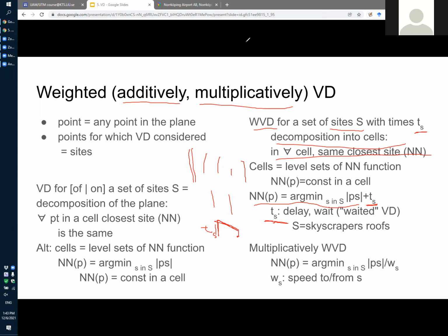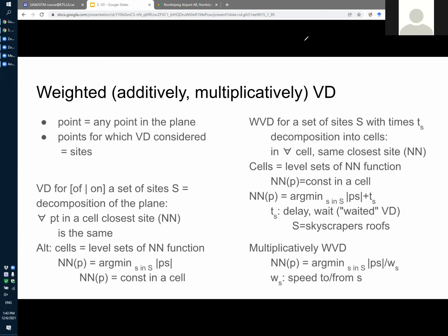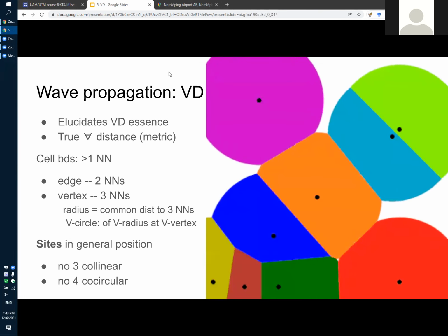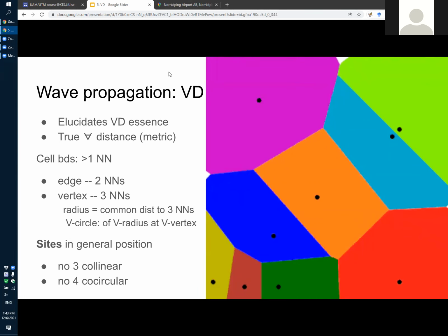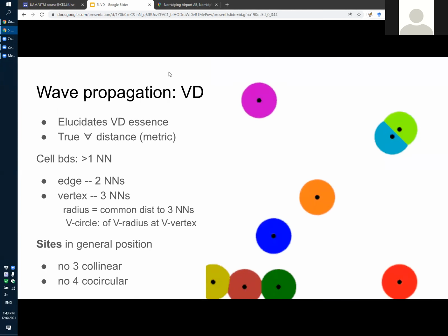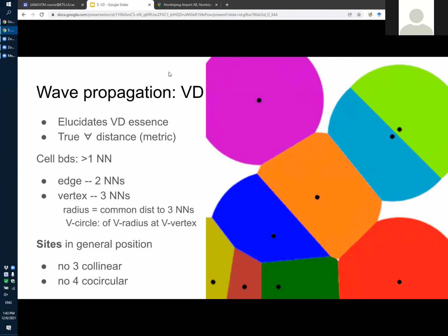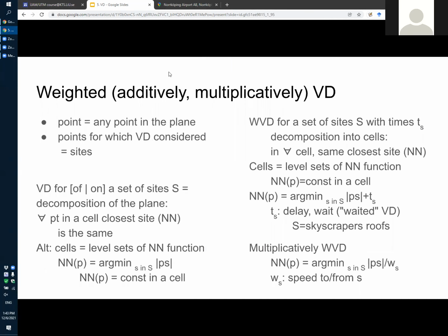Or if we were looking at the wave propagation paradigm for Voronoi diagram, then these wave propagations would start at different sites at different times. The larger the delay is, the later the wave propagation would start from that site. Okay, so that's the additively weighted Voronoi diagram.